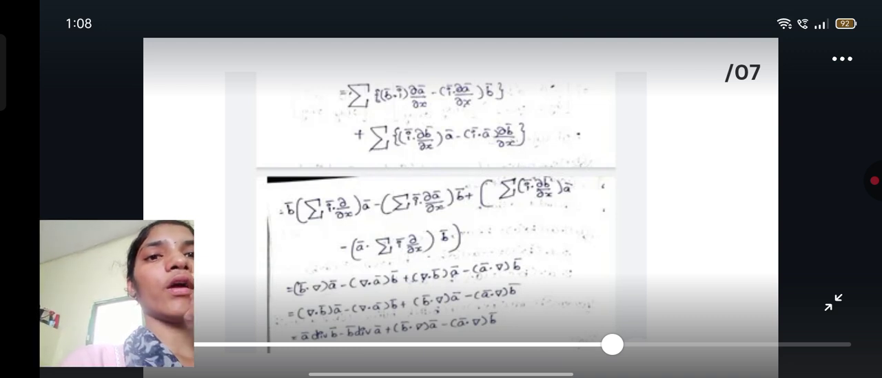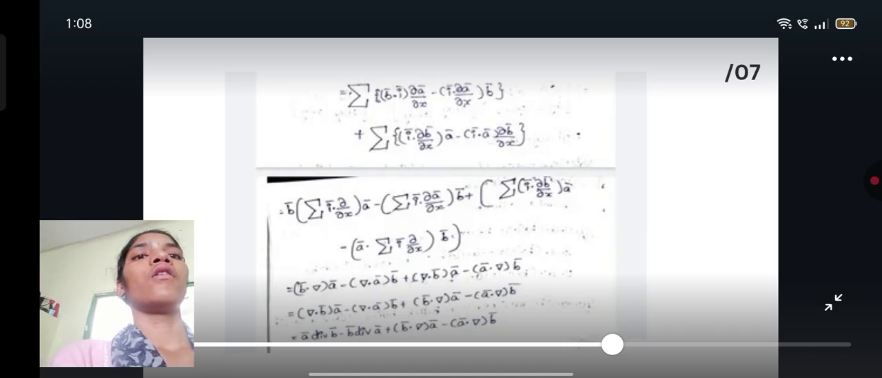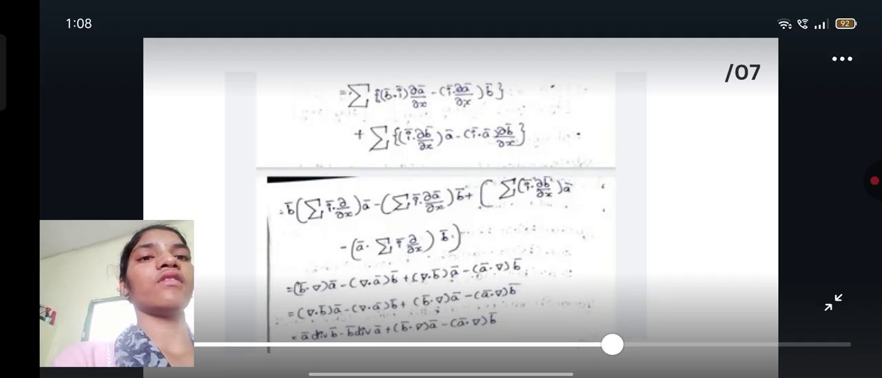Separate the B terms. B Σ i · ∂A/∂x minus Σ (B · i) ∂A/∂x, plus A Σ i · ∂B/∂x minus Σ (A · i) ∂B/∂x. Since Σ i ∂/∂x is ∇, this becomes B (∇ · A) − (B · ∇)A + A (∇ · B) − (A · ∇)B.